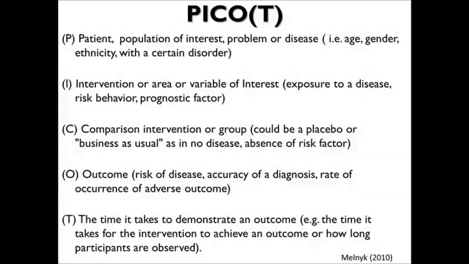Here's just a quick definition of the different components of PICO. P is typically your patient or your population of interest or the problem you're studying. I is the intervention or the variable of interest. C is your comparator, so your comparison intervention or group. You may not have a comparator. Sometimes the lack of a comparator can be what you're comparing. O stands for outcome, and T here stands for the time it takes to demonstrate an outcome. T is sometimes also shown to represent the type of study that you're doing. So if it's a controlled trial or a systematic review or a case study, that sort of thing.